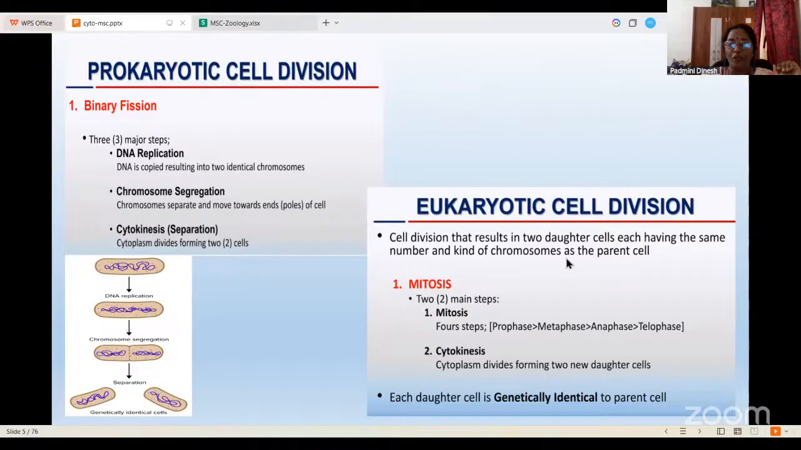When you're talking about eukaryotic cell division, first they undergo mitosis, and another one is meiosis. Mitosis is where the cell increases in number, and meiosis is where the cell decreases in number. That is, from 46 chromosomes they become 23 each, so that when these are passed on to the progeny, each progeny gets 23 from the mother and 23 from the father, and they become 46 chromosomes. So that is eukaryotic cell division.